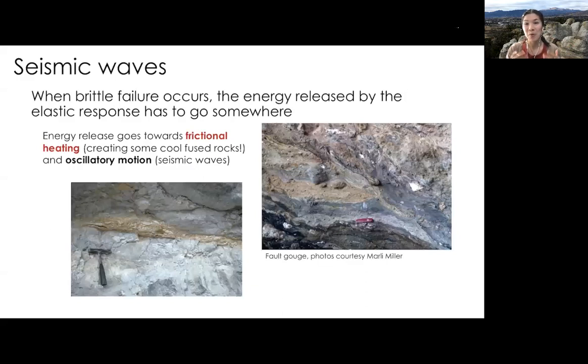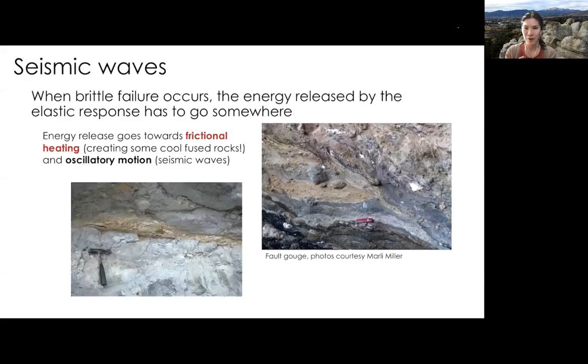So one part of that energy release is going to go towards frictional heating. So when you release that rubber band, if you get really close to it, the rubber band has warmed up some, and that's frictional heating. That frictional heating in terms of earthquakes is going to impact the rocks near it. And so that can kind of fuse some rocks in these really neat formations.